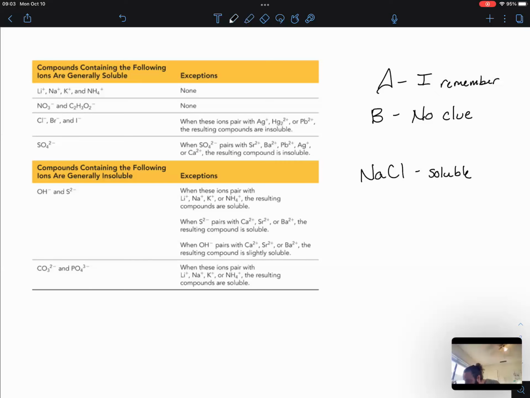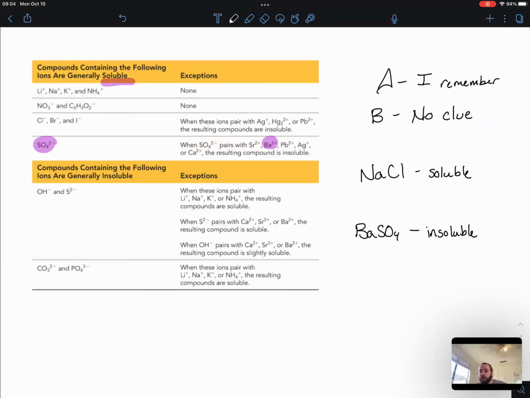Likewise, if we were given something like barium sulfate, we could again look this up on our table. We see that most sulfate compounds are soluble, but one of the exceptions is barium sulfate. So this would be insoluble. And the world was divided into these very black and white things, either 100% soluble or 100% insoluble. What we're going to see is that we're going to build off that, where that wasn't quite the truth.